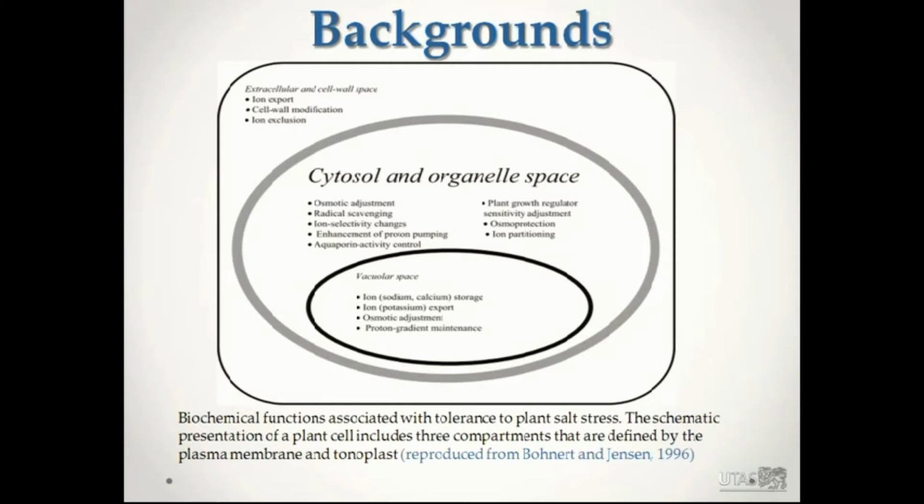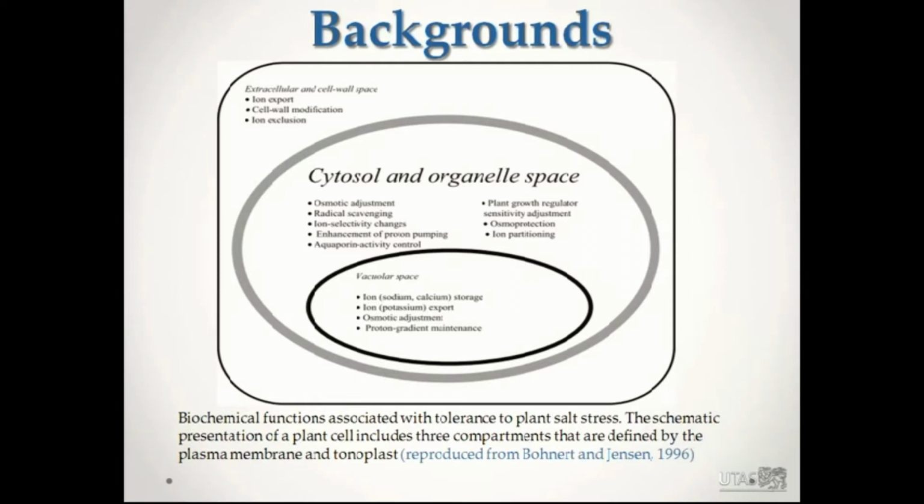The physiological and molecular mechanisms of tolerance to osmotic and ionic components of salinity stress are reviewed normally at the cellular, organ, or whole plant level. This graph shows the physiological changes at the cellular level. We can see the biochemical functions associated with tolerance to plant salt stress.